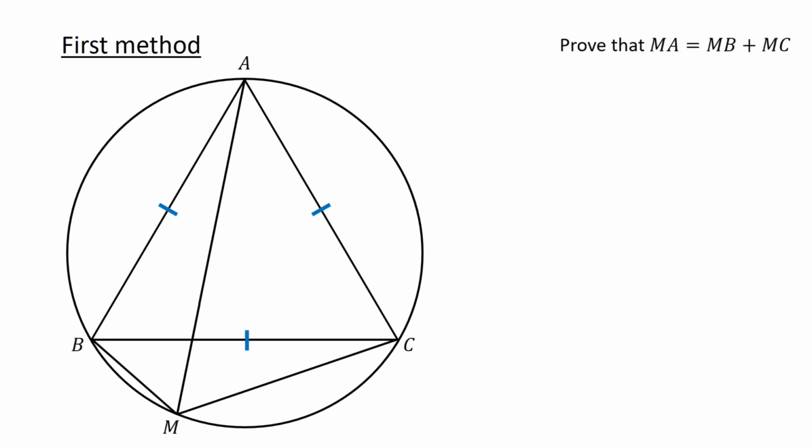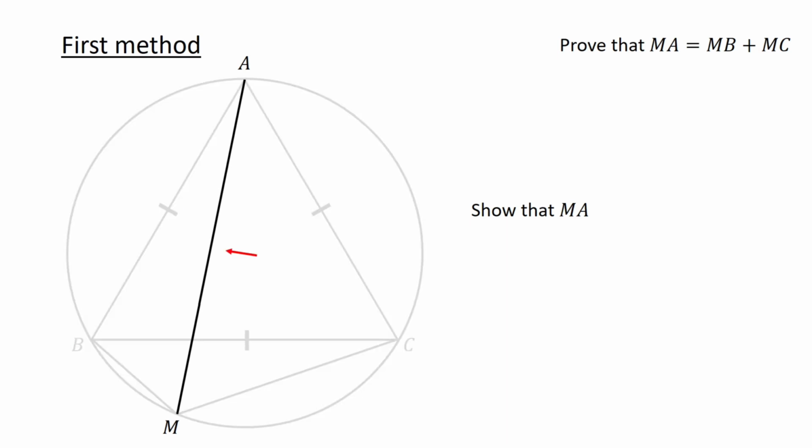And now for the first method. First, let's show that MA, which is the length of this line segment, is greater than MC, which is the length of this line segment.